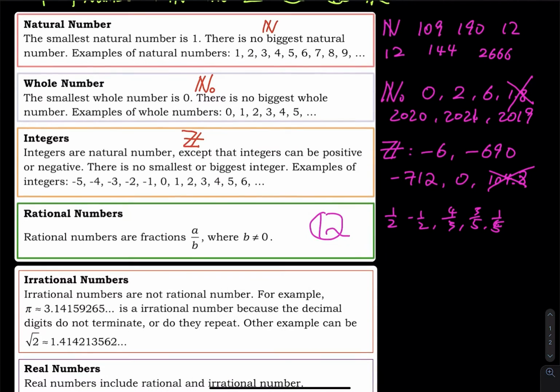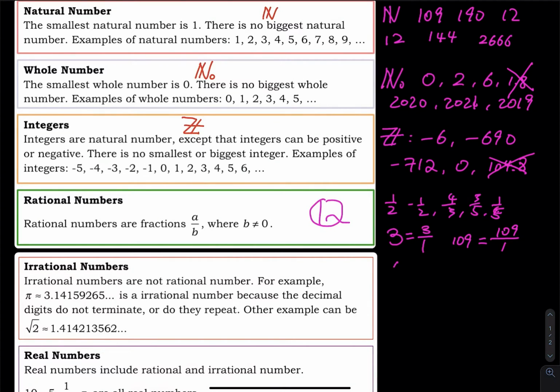Now, here is something that I need to tell you. 3 is an integer, a whole number, a natural number, and a rational number because we can represent 3 as 3 divided by 1. 109 is a rational number, integer, whole number, and natural number because 109 is equal to 109 divided by 1. 6 is a rational number because 6 can be represented by 12 divided by 2. So 6 is a rational number, an integer, a whole number, and a natural number.